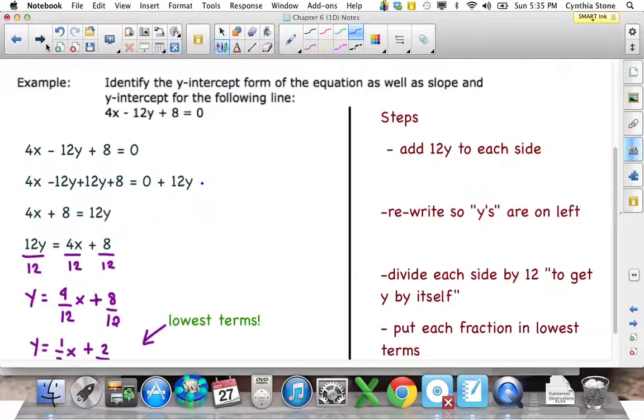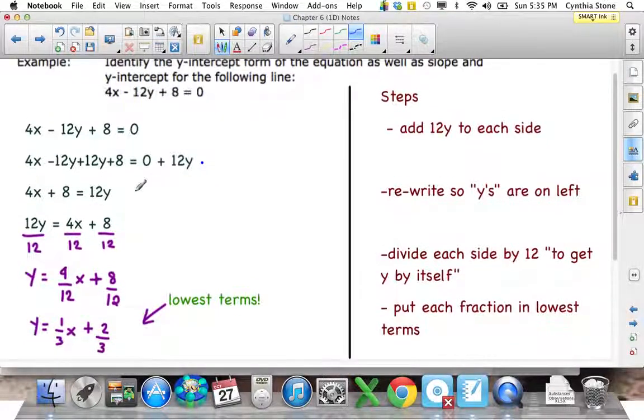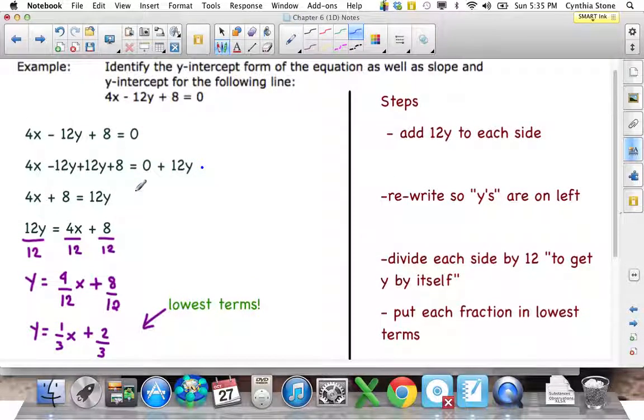Need more time? Please take it. Otherwise, we're going to do just another example. Okay? This one, identify the y-intercept, same thing. Okay? I didn't bother writing the strategy again, but let's look at the steps.